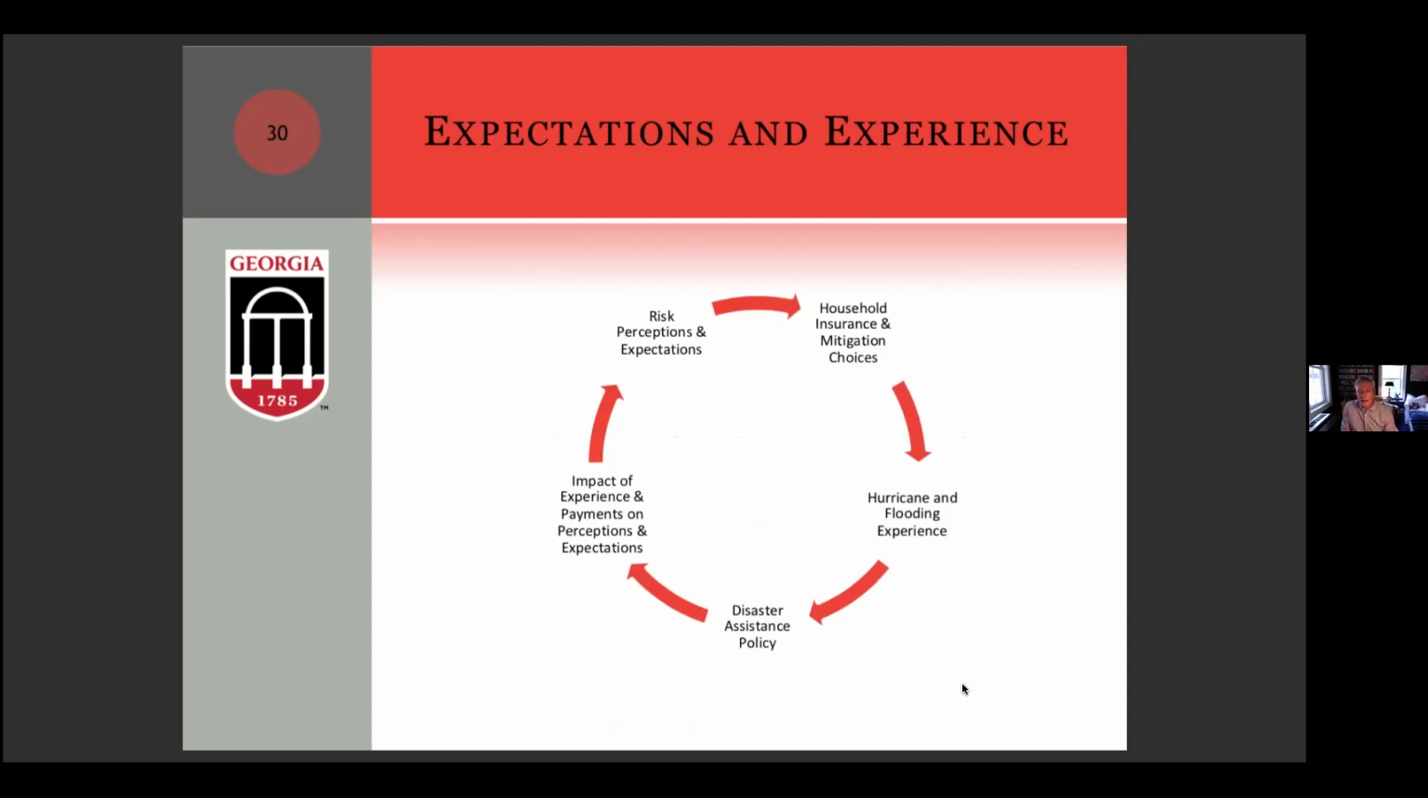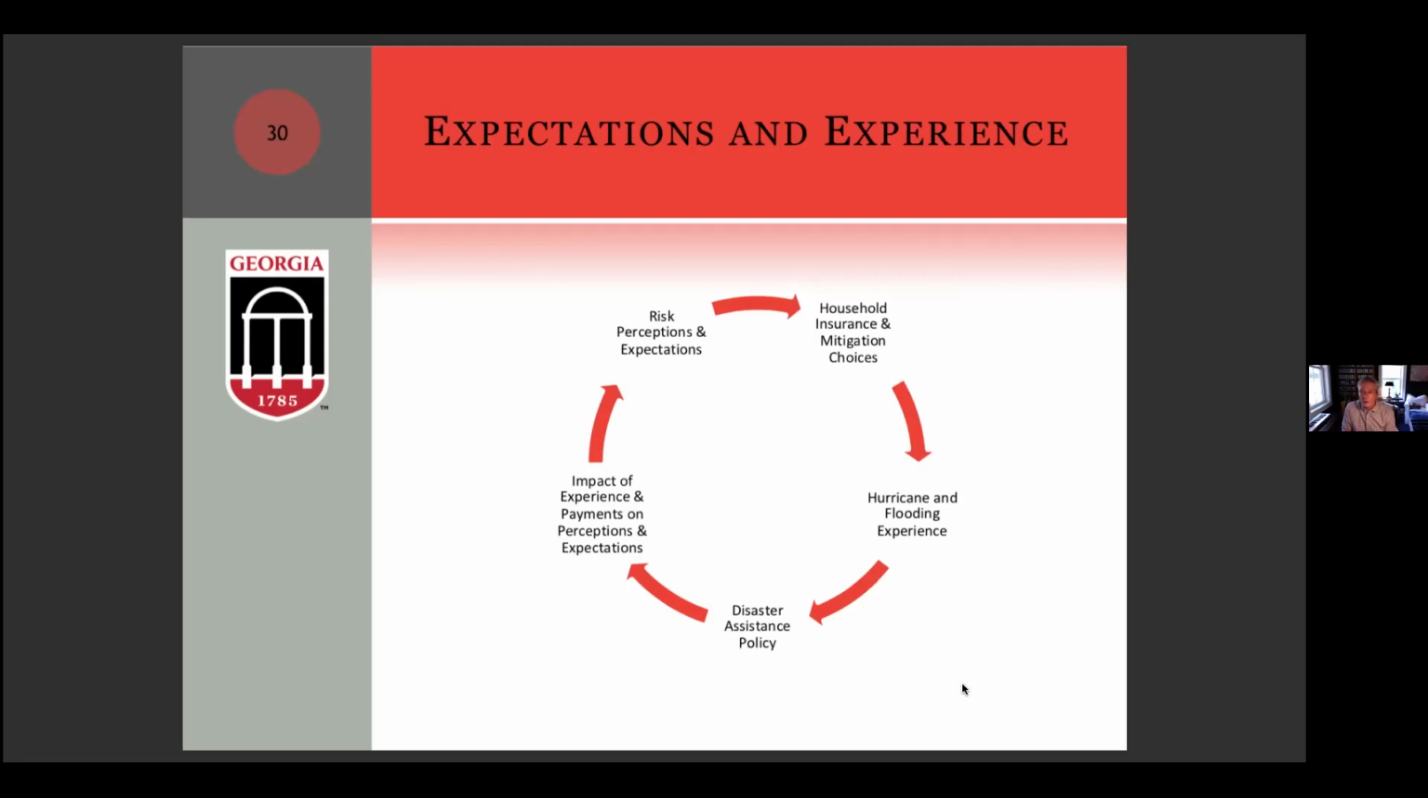So here's the conundrum that we get into in trying to do this analysis. And this is part of the reason that results in the literature have been mixed. People have risk perceptions and expectations. It influences their choices. And then there's a hurricane that occurs. That leads to a disaster assistance policy, which can then influence their experience and their expectations of future disaster assistance. So this is the cycle that causes endogeneity that can make inference difficult.